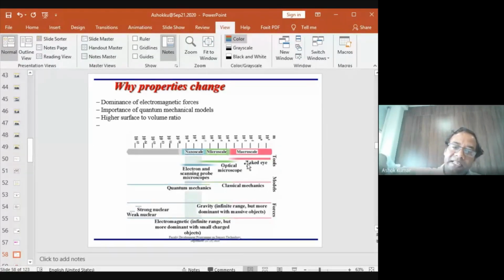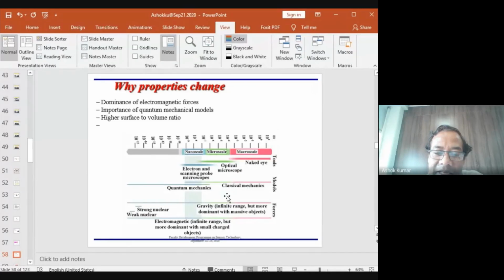At the macro scale, there is no problem, we can easily see particles with our eyes, everyone can. Once we go to the micro scale, we need an optical microscope to see micro size particles. If we want to go further below this micro size, and reach the nano scale, then we need electron and scanning probe microscopes.